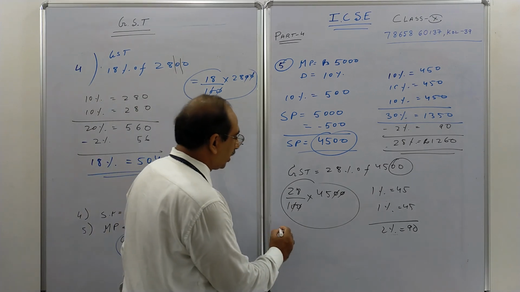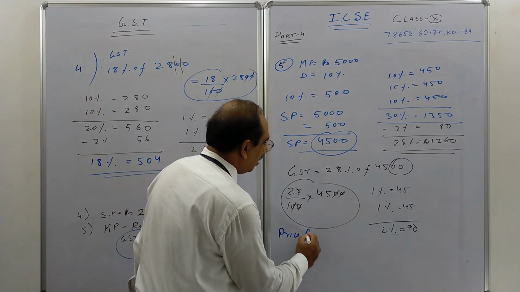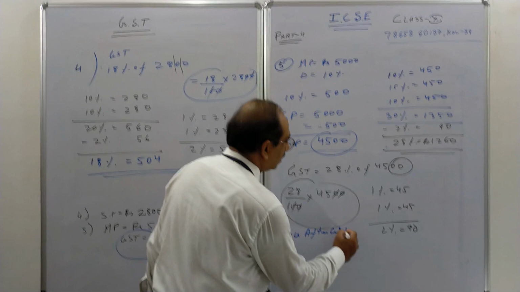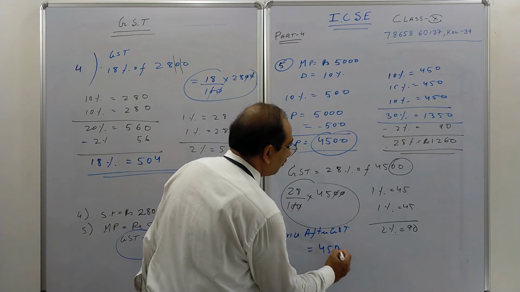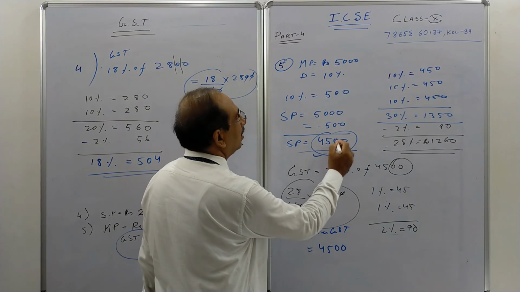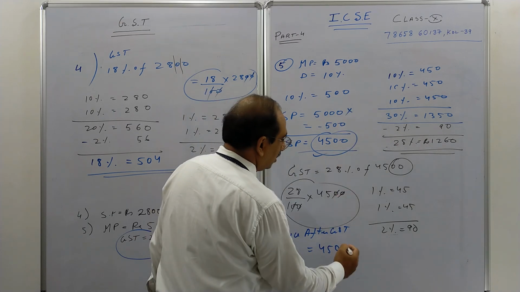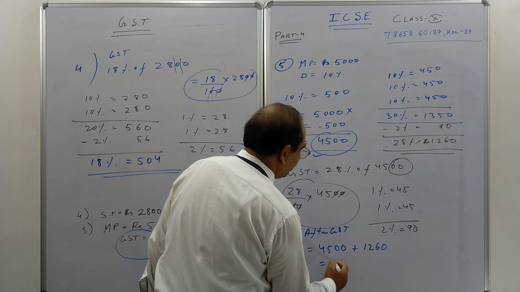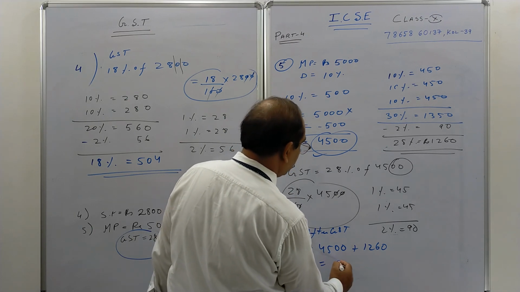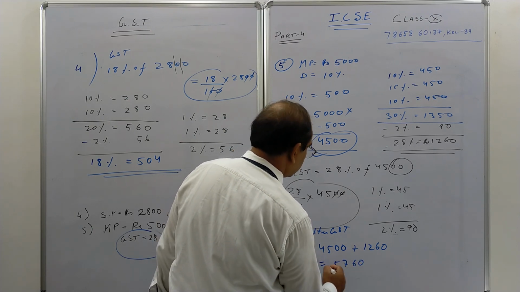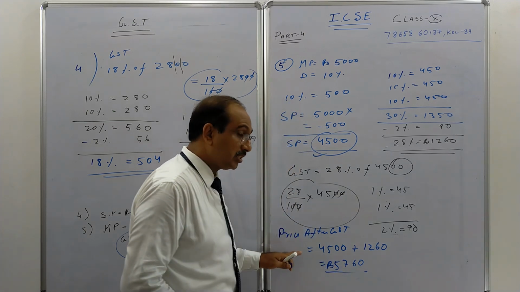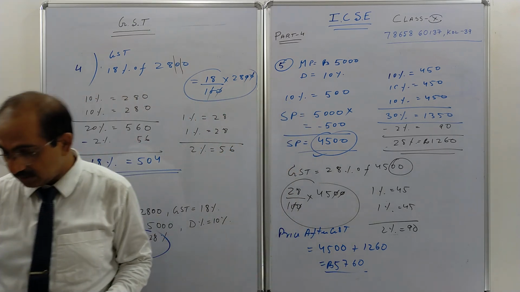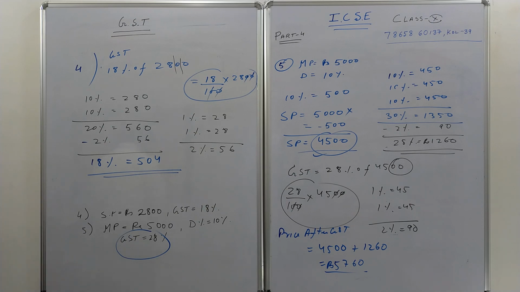If they ask you the price after GST, it will be 4,500, children, not 5,000. This you don't take. This is the mark price plus 1,260. If you add 4,500 and 1,260, it is 5,760. So sometimes they ask what is the GST, sometimes they ask what is the price after GST. So kindly pause the video and copy, and this is all about mental maths for GST.